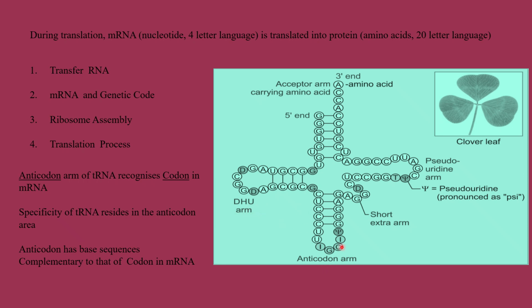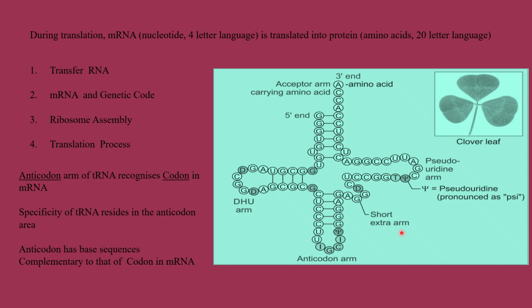The next is the anticodon arm. It has a 5 base pair stem. It has an anticodon loop, and the anticodon is complementary to the codon present on the messenger RNA for the amino acid it carries. These unpaired bases of the anticodon loop pair with the messenger RNA codon, and each codon is identified by a specific transfer RNA.